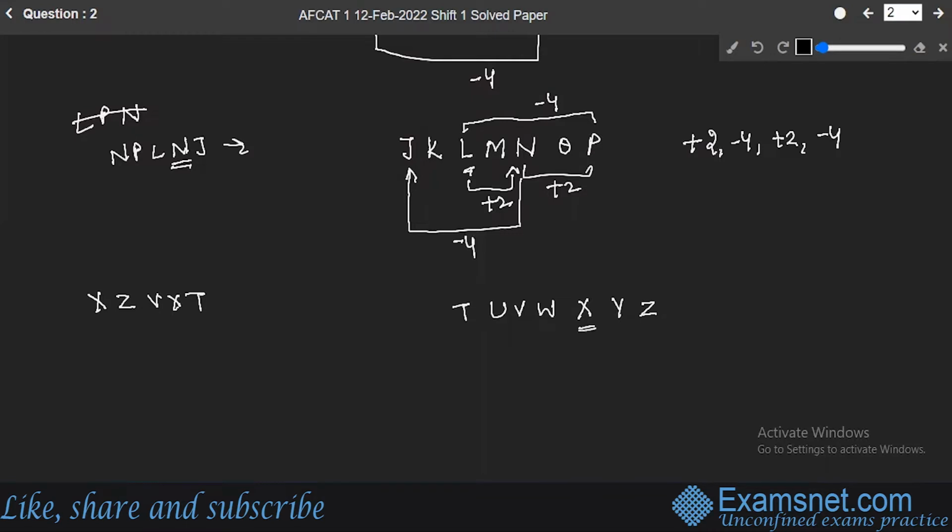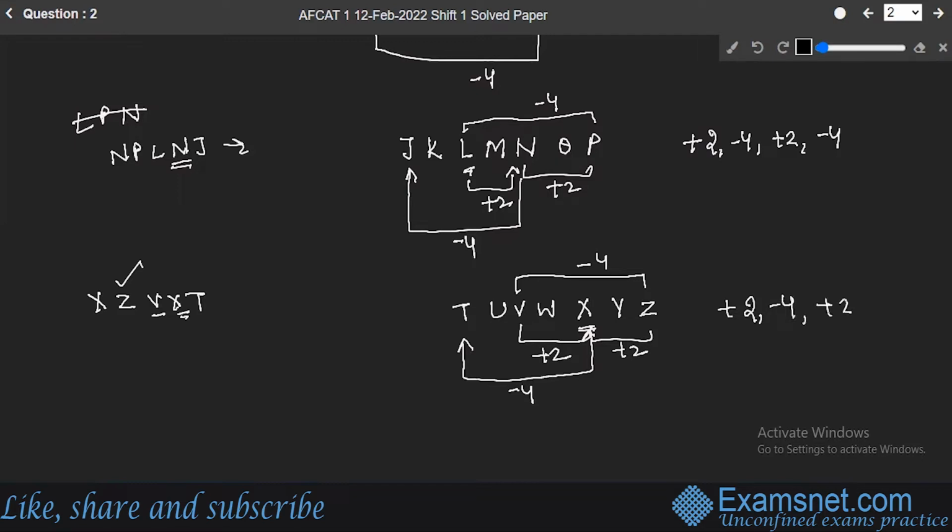So I'm starting with X, moving +2, you get Z, that's correct. Then moving backward 4 steps, you will have V, that's again correct. It will move again +2, and it will get an X, which is again correct. Now it will move 4 steps backward and it will get a T. So again, I can see the +2, -4, +2, -4 rule is being followed.